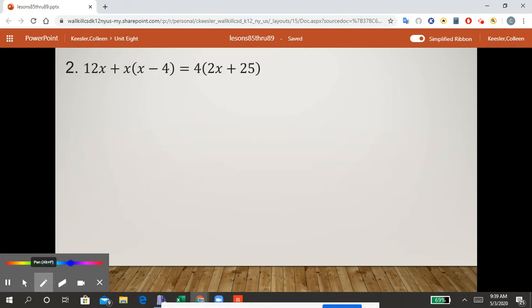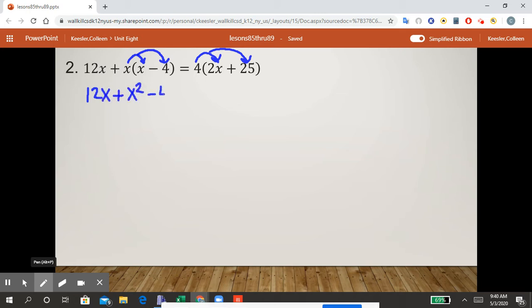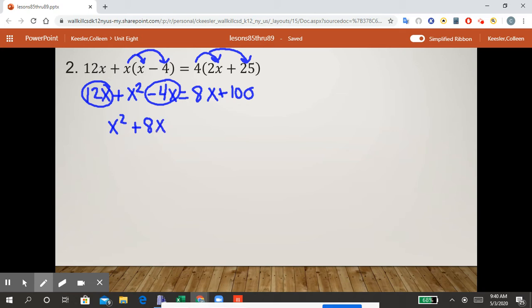Number 2. Here, again, we have parentheses on both sides, so we're going to start by distributing x on the left and 4 on the right. This gives us 12x plus x squared minus 4x equals 8x plus 100. Now we can combine like terms, so we can put together 12x and negative 4x, which gives us x squared plus 8x equals 8x plus 100.